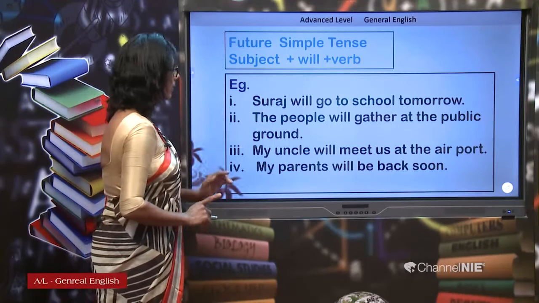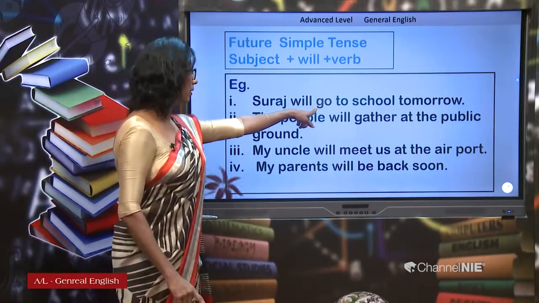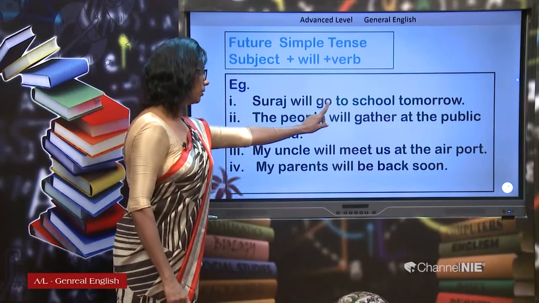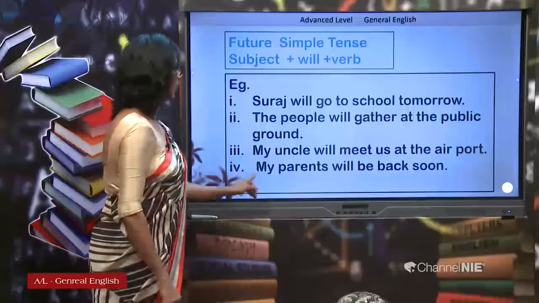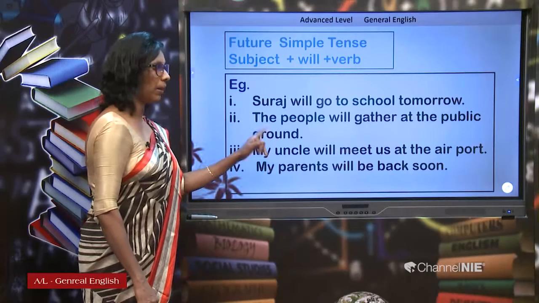In all the other three examples, you had a main verb. Here, the first one will go, next one will gather, and next one will meet. But here, the fourth one, you have will be. It's the root of be form, and then no other forms of be, but only be, right? So, my parents will be back soon.